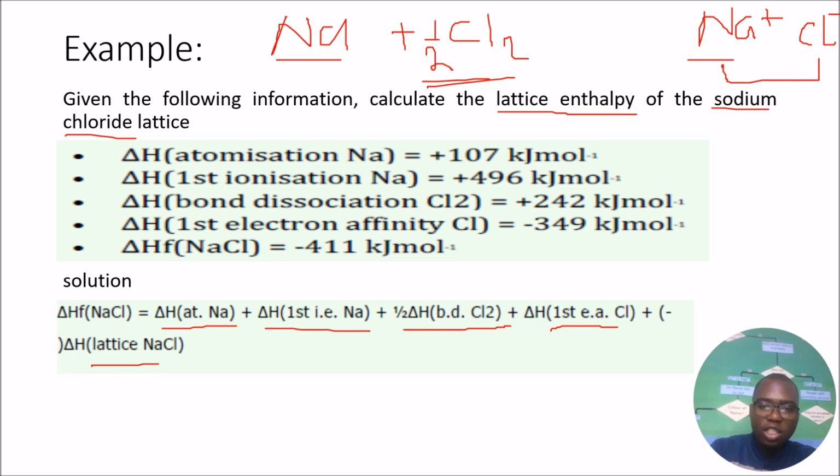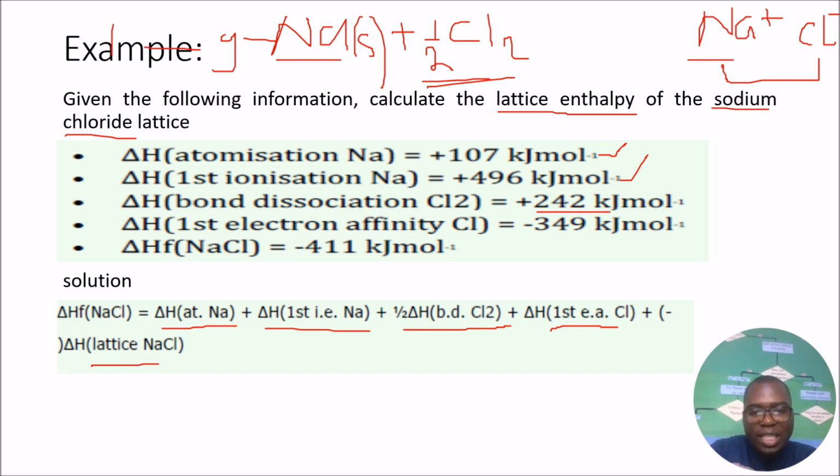All right, let's move on. So having understood this aspect, let's continue and also just know that since this is sodium, it is a solid as it starts. The next thing is it will go to a gas and then it will be ionized. So we need atomization of sodium, which is the one we've been given here, and then do we have first ionization of sodium? Yes, we have this one. And then bond dissociation of Cl2, which is given here.